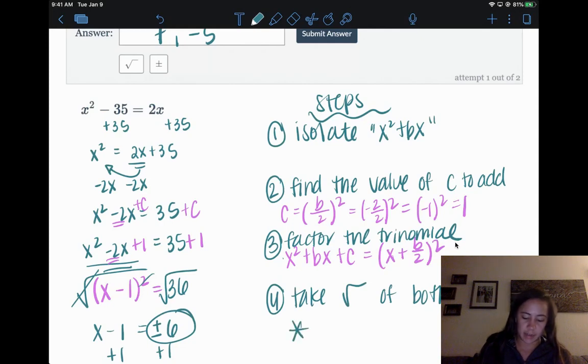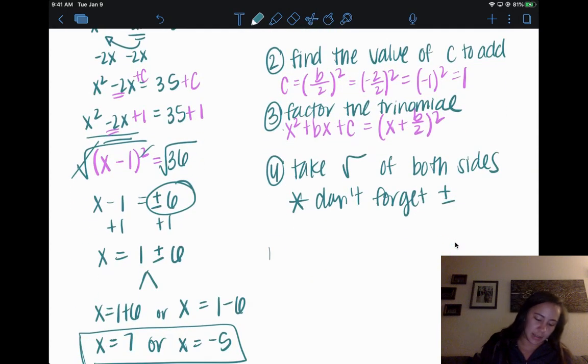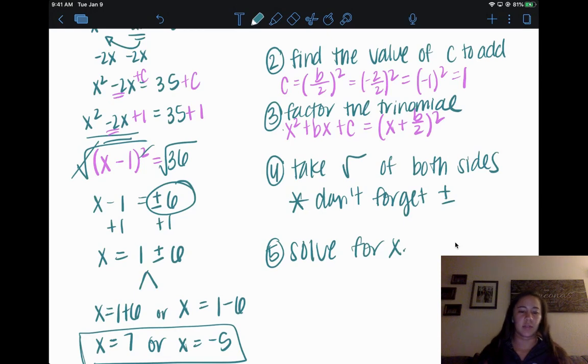Don't forget the plus or minus. Okay, that's a big part. And then your last step will be to solve for x. All right, if you follow those steps, you will get to the answer every single time.